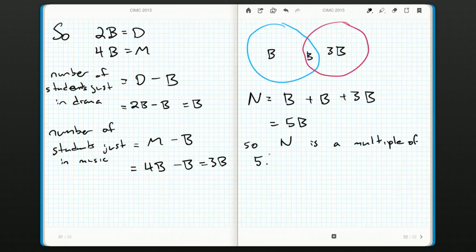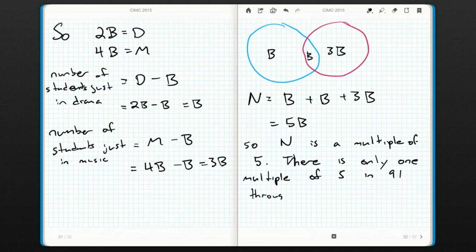At least the thinking was right, though. We are looking just for a multiple. That's sort of the only way this could have gone down. We don't have enough information to peg down an actual number. We just got a bunch of ratios. So we state our reasoning. There's only one multiple of 5 in 91 through 99. So N is equal to 95. And that's our final answer there.